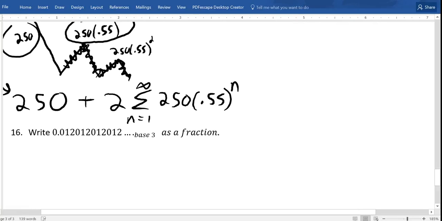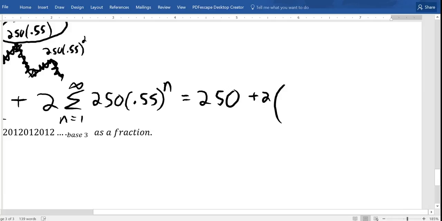So technically, this is the same thing as 250, which is my first value out there, right? That's this. And then we're adding to that 2 times that series, but that series, because it's geometric, has to add up to the first term, which is 250 times 0.55, which I'm just going to do in a calculator. 0.55 is 137.5. Divided by 1 minus r. Well, r is 0.55, so 1 minus r is 0.45.